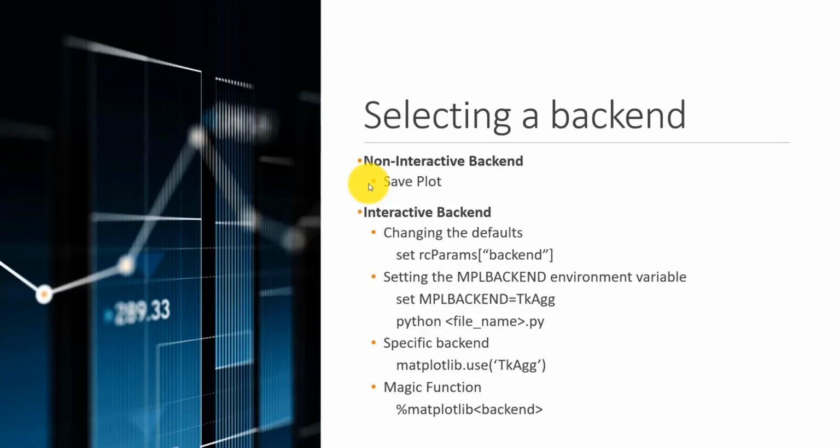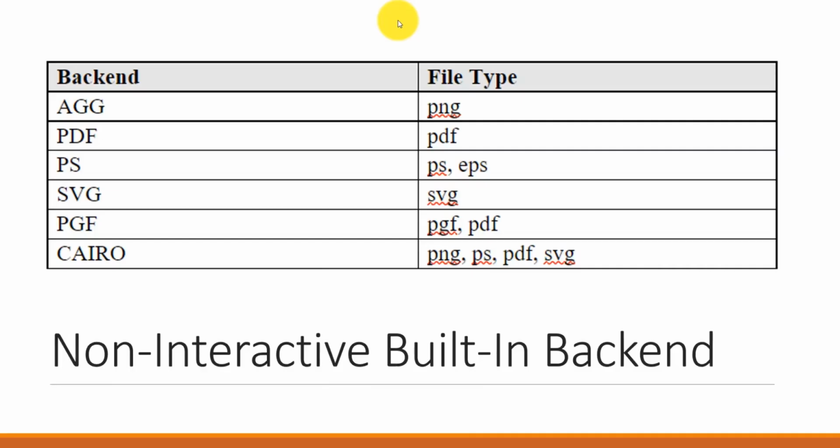So the third one is a specific backend. If your script requires a certain backend, you can use the matplotlib.use function. And the last way to activate the interactive backend in IPython shell is by using the magic function, that is %matplotlib and the name of the backend which we want to activate. Till now we discussed how to set an interactive backend in Python as well as in an IPython shell.